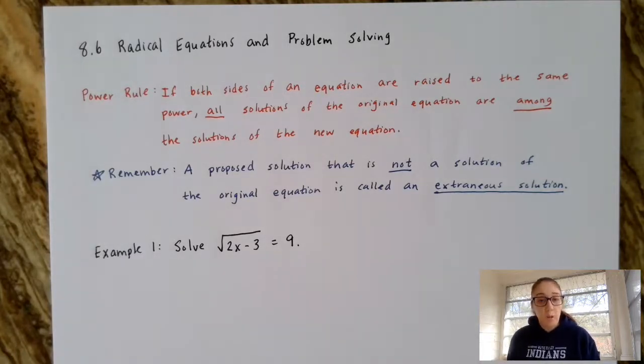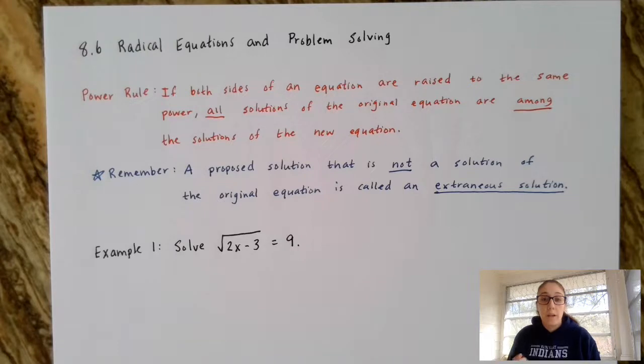And basically what the power rule says is that if you raise both sides of an equation to a power, so for example, if you square both sides of an equation, or maybe you cube both sides of an equation, so you raise it to that exponent, all the answers that you get are among the answers that you get for the new equation as well. What happens sometimes is that the answers that you get for that new equation are not always the answers of the original equation as well.